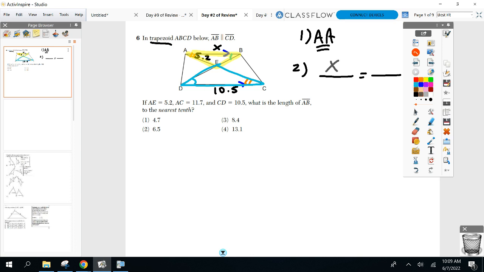X in the yellow matches up with what in the blue? What side does X, AB, match up with in the blue triangle? 10.5. So I'll start there. X over 10.5. Give me another side in the yellow, because I took X first from the yellow, so give me another side in the yellow triangle. 5.2 over, now you got to do a little work. It's going to be over CE. How can I find CE? Well, AC was 11.7 and AE is 5.2. So how can I find EC? Subtract them, and I should end up getting 6.5. And there's my proportion.